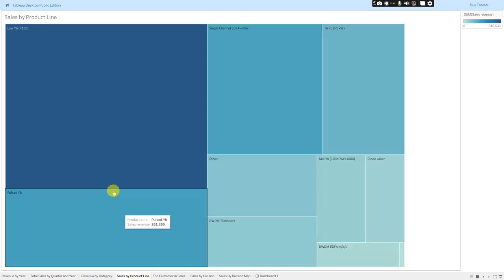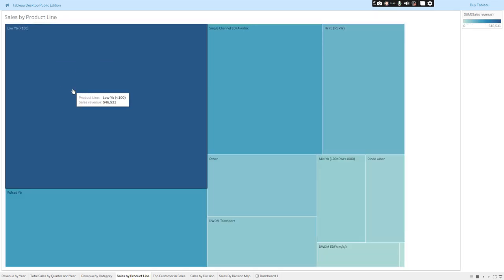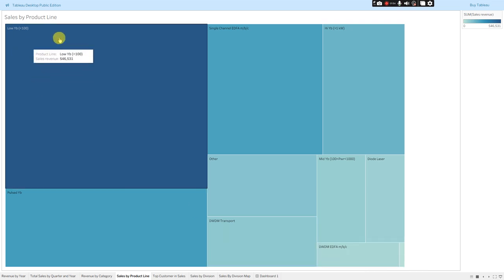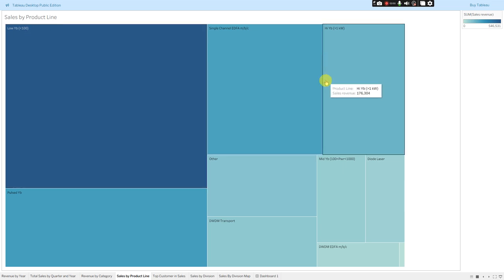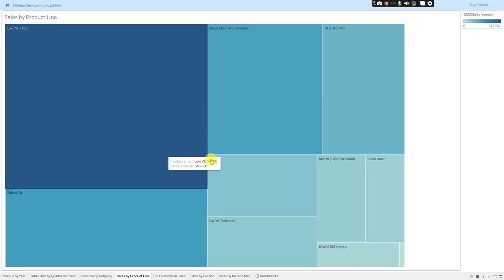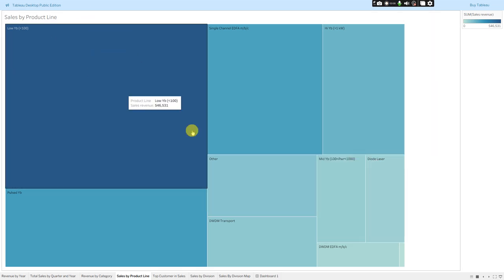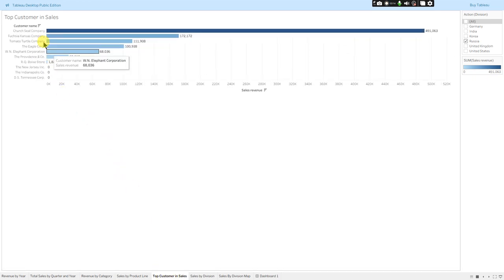Onto the next sheet, the sales by product line. This shows all of the product lines that they sell throughout the company, and chunks them up into squares, larger squares having a larger stake in the company, and smaller squares showing a smaller stake in the sales revenue made by these product lines. And that's the sales by product line sheet. Going into the next sheet, top customers sales. This shows, in descending order, the highest paying customers by company, and here's the sales revenue.